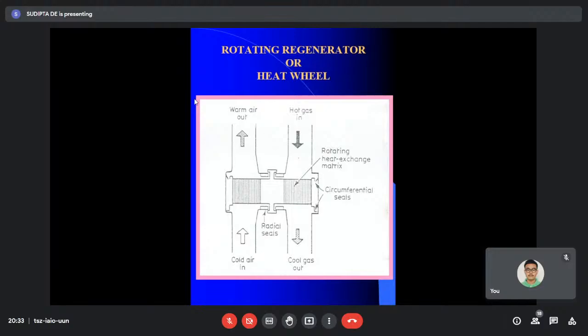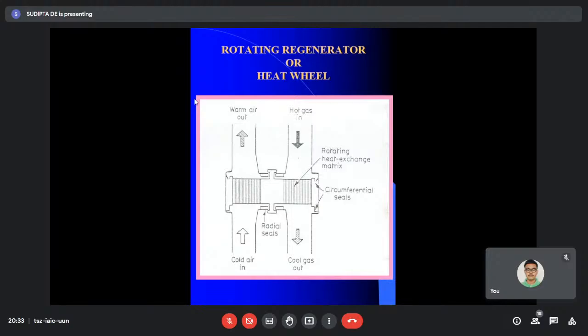So in recuperative, it's direct transfer from the hot gas to the colder gas through a conducting surface. But in regenerative, not direct. Alternately heating and then alternately cooling. That means the matrix is an intermediate media or agent for the heat transfer process, by subsequent heating through the hot fluid and cooling by a colder fluid.